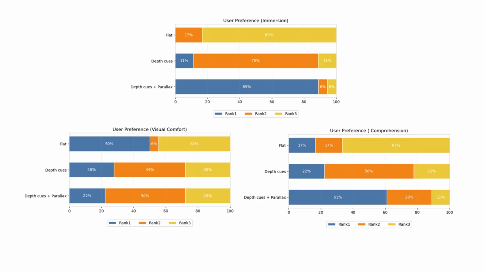At the end of the experiment, we asked participants to rank the three conditions. For immersion and comprehension, the trend was clear. Flat ranked lowest, depth cues in the middle, and depth cues plus parallax was strongly preferred. For comfort, results were mixed. Some found flat most comfortable, others least. But overall, depth and parallax didn't add too much discomfort.